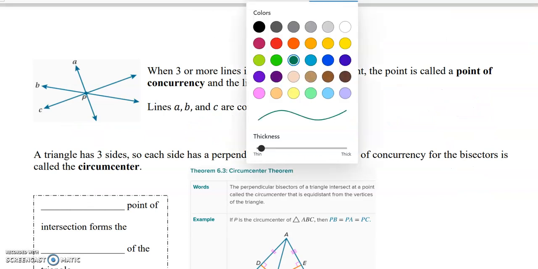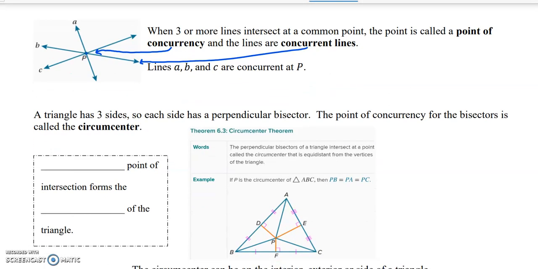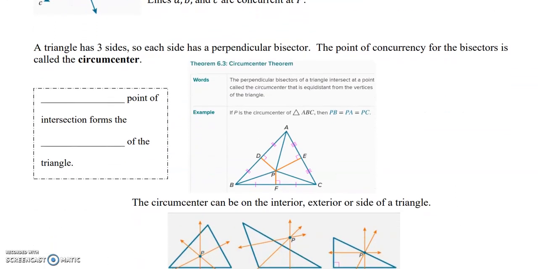When 3 or more lines intersect at a common point, that point is called the point of concurrency, or concurrent lines. So there's our point of concurrency, and then concurrent lines. So when we have 3 sides of a triangle, and we have our perpendicular bisector on each side, then the point that they are concurrent at is called the circumcenter.